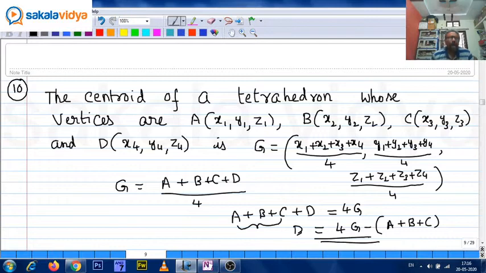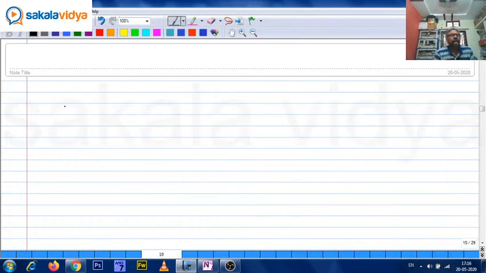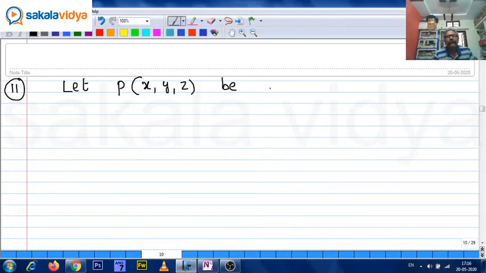Now the most important points to be discussed. 11th point. Let P of x, y, z be any point on the space.